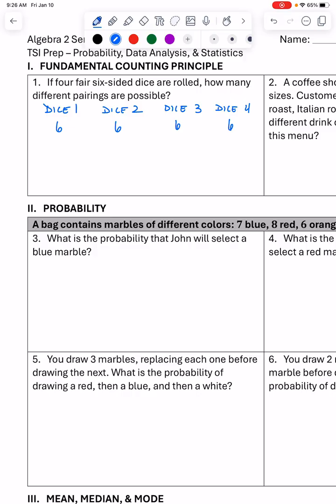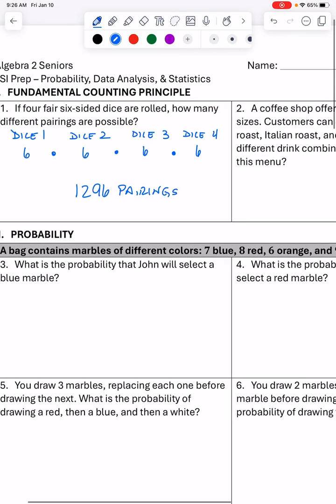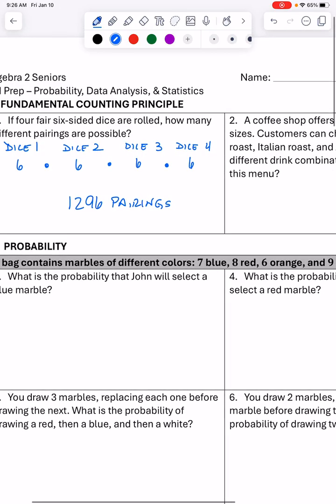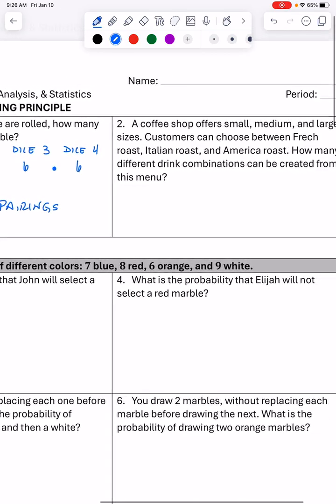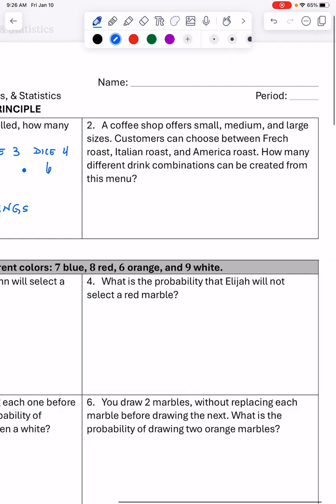So what the fundamental counting principle allows us to do is find the total number of outcomes. It says we just multiply the number of outcomes from each roll, and that gives us the total number. So if we take 6 times 6 times 6 times 6, we get 1,296 pairings. So you're just going to multiply the number of outcomes for each choice or roll or whatever you're talking about, and that'll give you the total number.